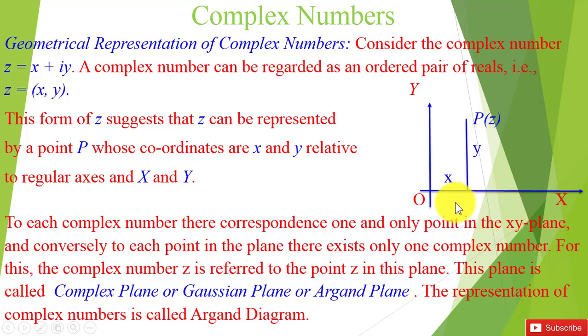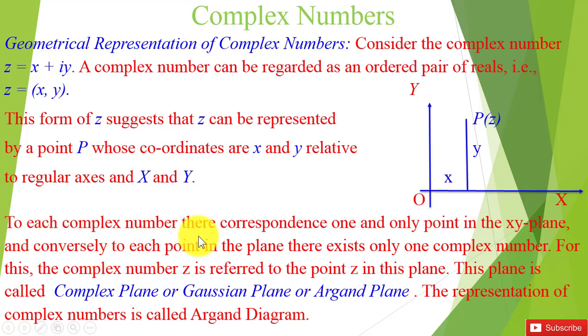O is origin and this is x axis, this is y axis, this is real axis and this is imaginary axis. So the position of the point z, where z is equal to x plus iy, we have to go x units along x axis and then y units along imaginary axis. Then this point P whose coordinate is (x, y).